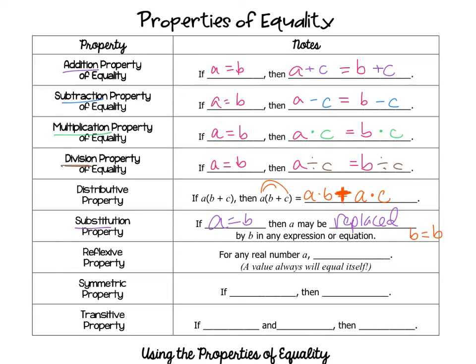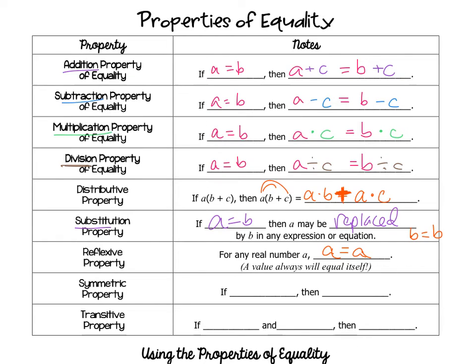Reflexive property is for any real number A, A equals itself. So if you ever see something where it says the same pieces on both sides, and that will happen quite often, you will say that that is the reflexive property. And a value will always equal itself. So if you have an actual number there, you need to make sure it equals the actual number. Otherwise, it would just be the name of the segment.